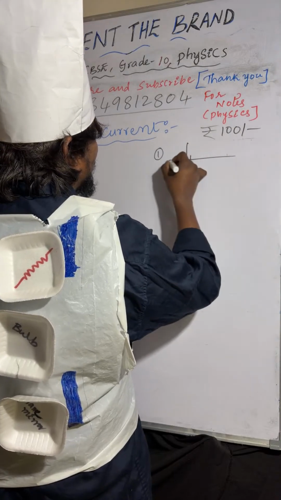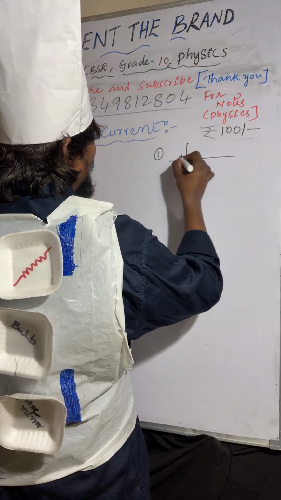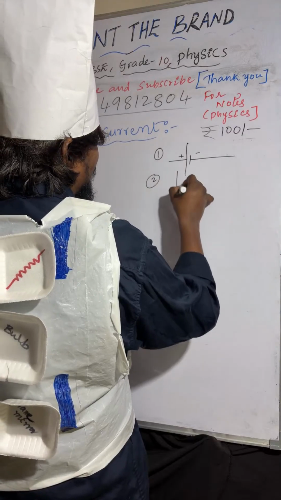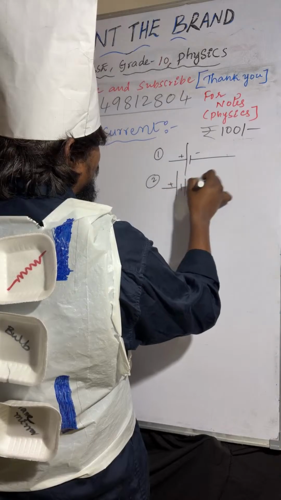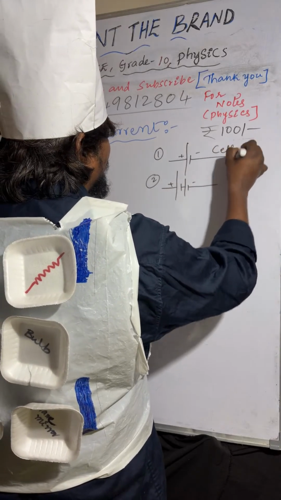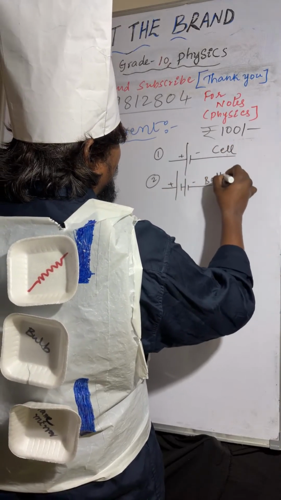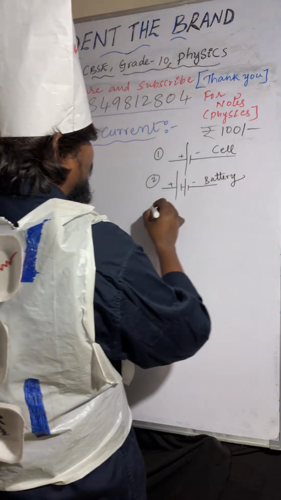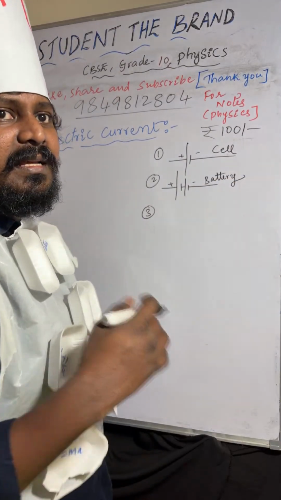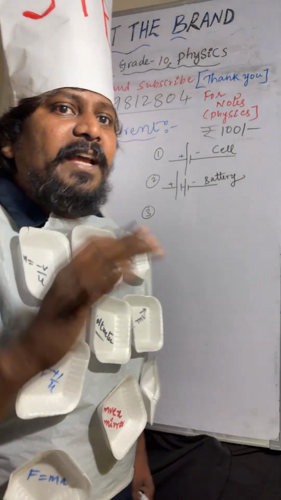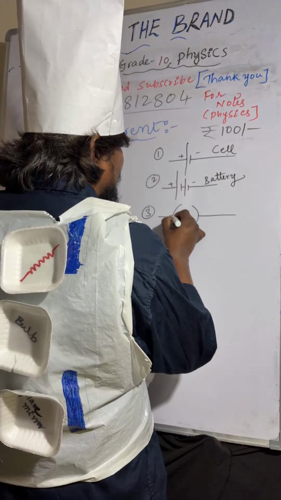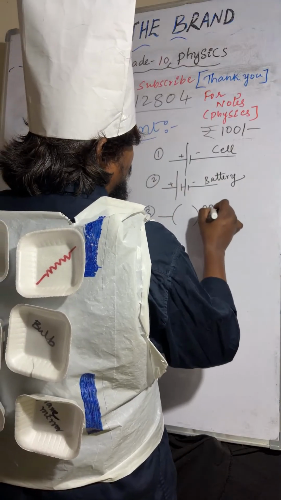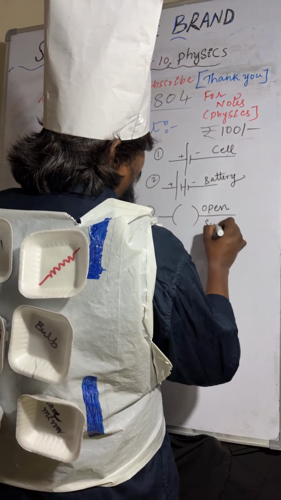Here you can see the first one is cell, with positive terminal and negative terminal. Second one is bulb. This is a cell, battery. Cell, battery, open switch.